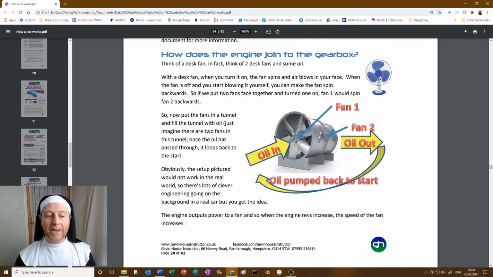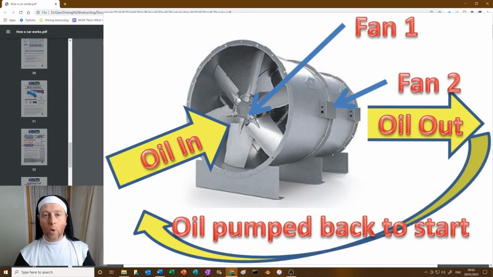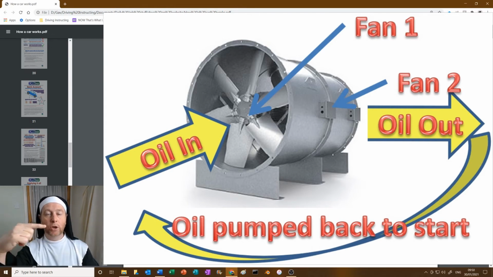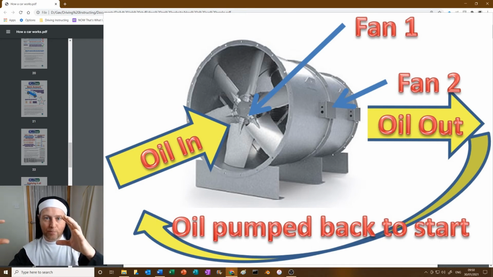In an automatic, basically you've got two fans. One fan is connected to the engine, so as you spin up the engine the fan gets faster, and that would blow oil across from the engine towards the gearbox. And inside there's another fan, and as the oil gets pushed across, it turns that fan, and that motion of turning the fan means that the gearbox turns, and therefore it all becomes exactly the same as the manual. So the difference is you've got a contained unit with oil in it, and as you spin up the engine, the oil gets pushed across, which turns another fan, effectively.